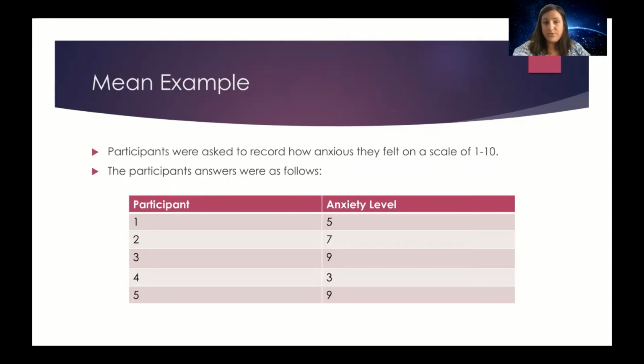Participants were asked to record how anxious they felt on a scale of 1 to 10. So 1 meant they weren't anxious at all, and 10 was that they were extremely anxious. So here are all the records of the answers. The first participant was an anxiety level of 5, right in the middle. The second participant was a little more anxious with an anxiety level of 7, and so on and so forth.